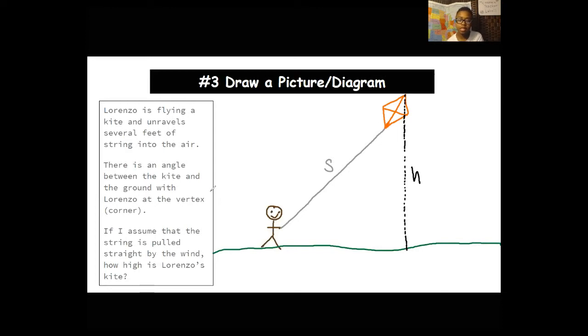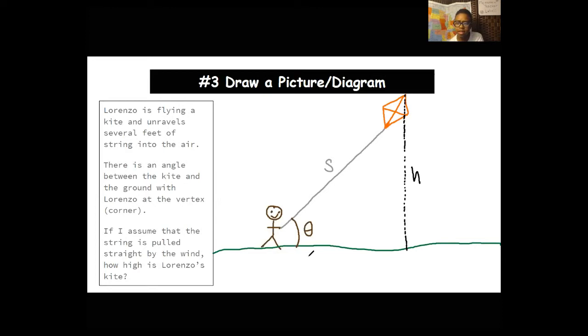So the angle that's being created between the kite and the ground is right at Lorenzo. Lorenzo is the vertex of this angle. So we're going to put a little arc and call this theta, because theta in math usually represents an angle measurement, okay? So we call this theta. Theta is a Greek letter and it's usually used for angles.